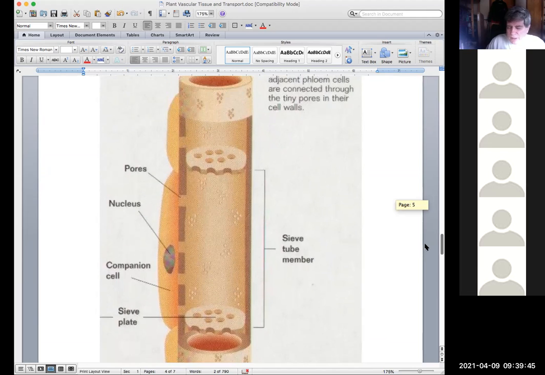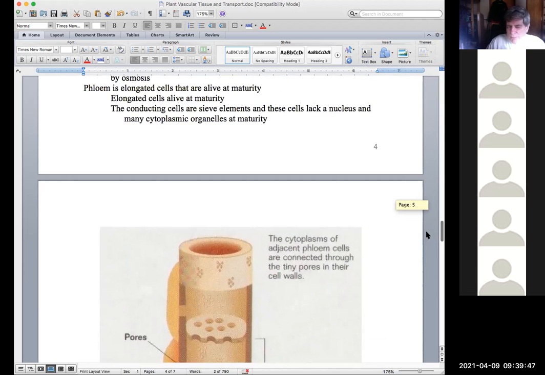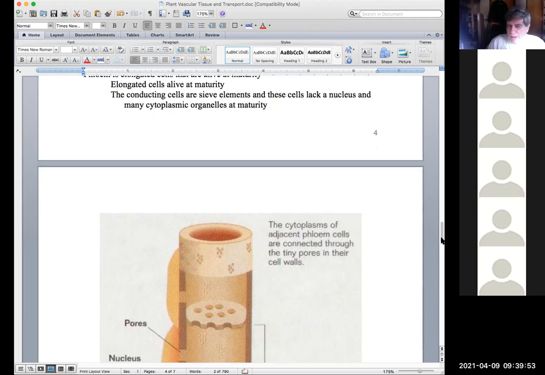Now let's look at phloem. And when we look at phloem, there's one main type of cell. And this cell is called a sieve element or a sieve tube.